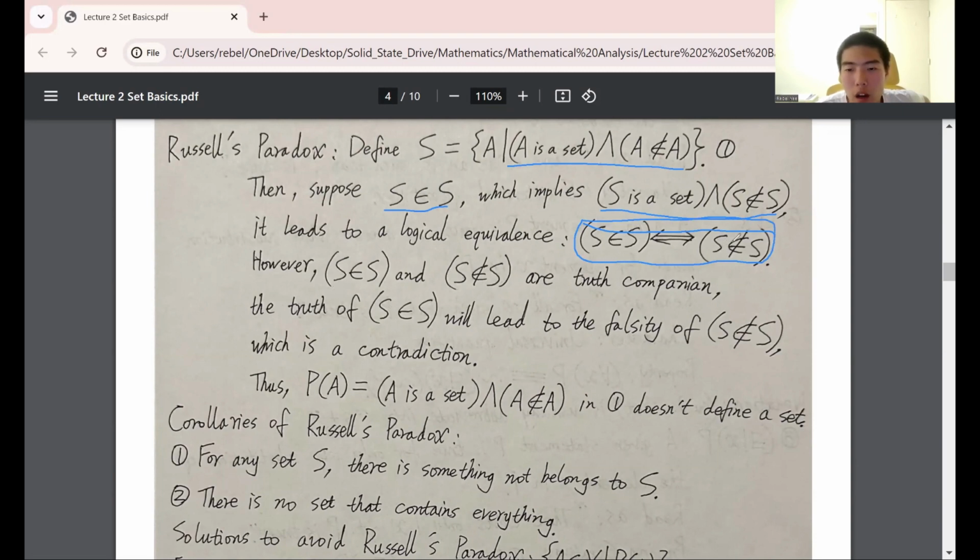They are called a paradox because they are true and false in the same proposition. So the truth of this one will always lead to the falsity of this one, which is a contradiction.